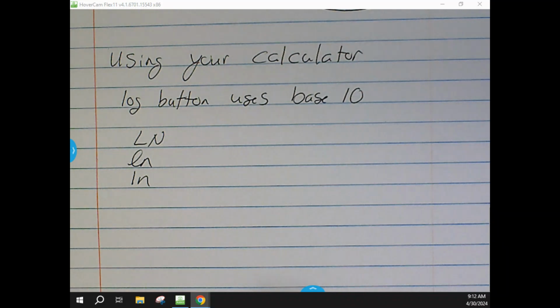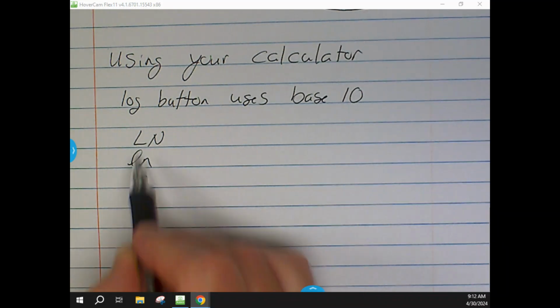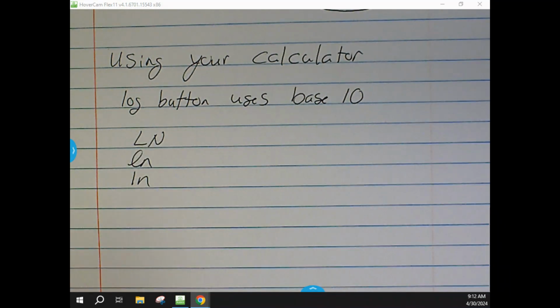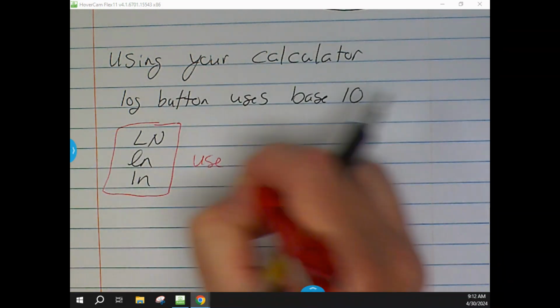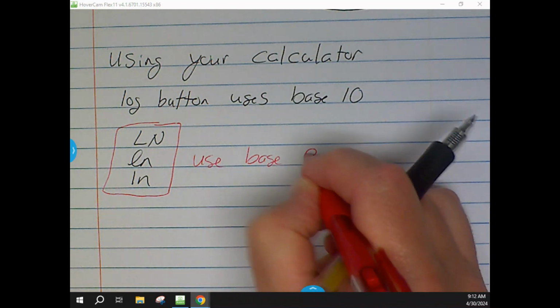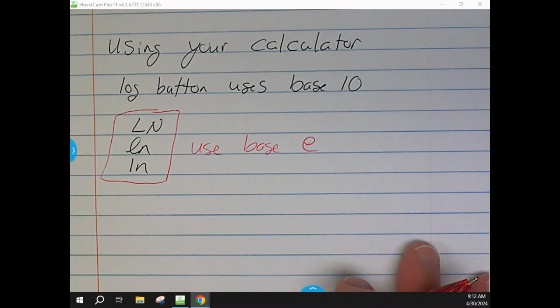Sometimes it looks different. I know sometimes in MyMathLab you'll see it with the cursive LN. Sometimes on the buttons it's this, sometimes it's that. It doesn't really matter what it is. It's all the same thing, just written different ways. These are all going to use base e. And I know we talked a little bit about e yesterday, using the PERT formula. That e is that button on your calculator.